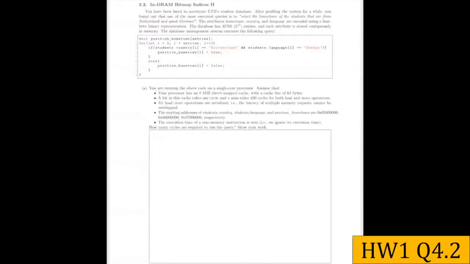Hello, I'm Gerald, and I'm going to be solving this question from the homework tool. It's about processing in memory, the In-DRAM bitmap index 2 question.